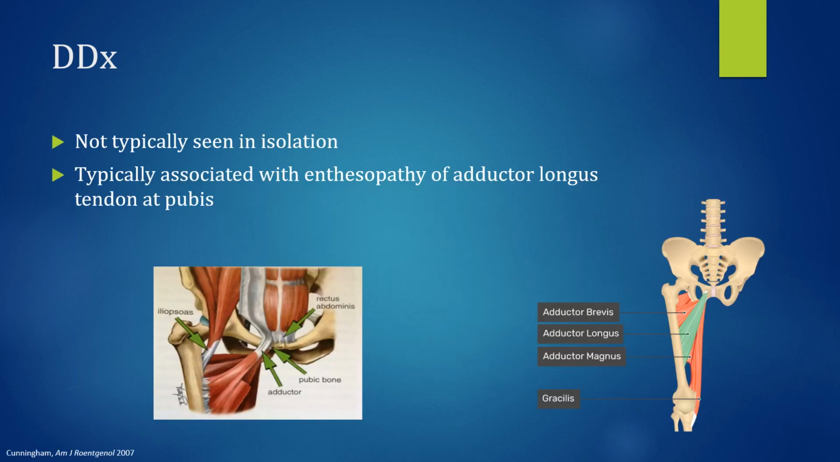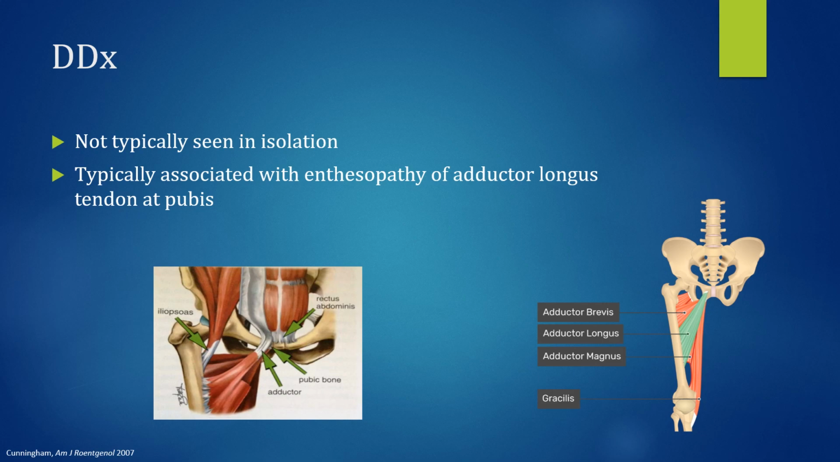Just remember that osteitis pubis is not typically a pathology that is seen in isolation. Typically, there will be concomitant enthesopathy of the adductor longus tendon at its origin at the pubis that will oftentimes accompany a bony stress change. There are some theories that suggest that the adductor tendinopathy or enthesopathy will go undiagnosed and then later develop into osteitis pubis.